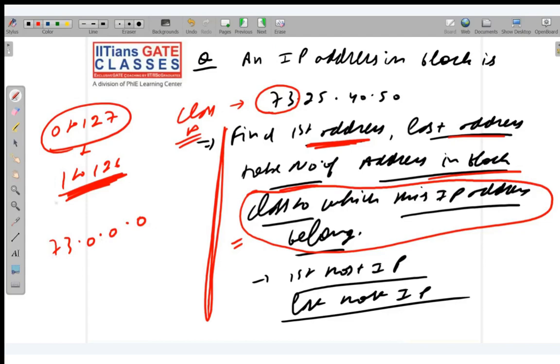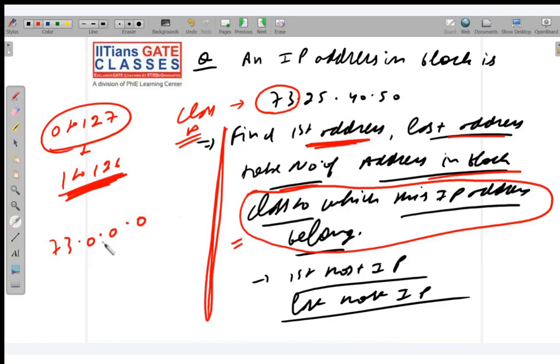So what you are doing, basically, you are converting all this to zeros. That's it. You just find the class. You have got the class. You just put them all zeros. You will get the answer 73.0.0.0. But one or two questions will trouble you. After that you will be fluent. Don't worry. Please bear with me for 2-3 minutes.